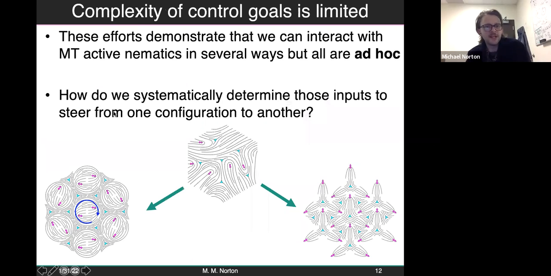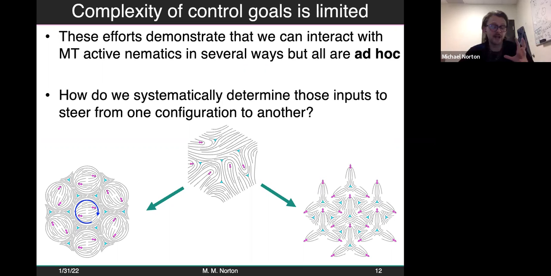And so, taken together, what we have here is this whole suite of different ways that we can interact with active nematics to shape their dynamics. Particularly the rotor and the optogenetic system, both of these have the potential to apply complex spatial temporal inputs into the active nematic to shape it into new configurations. And the question that drives me is, if we have this ability to apply these inputs, how do we do so in a systematic way to arrive at specific configurations?